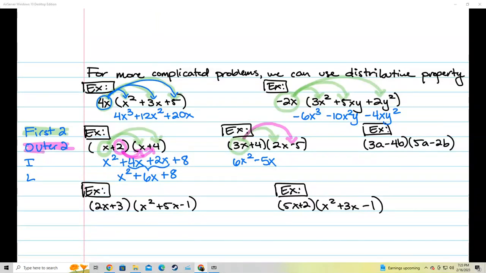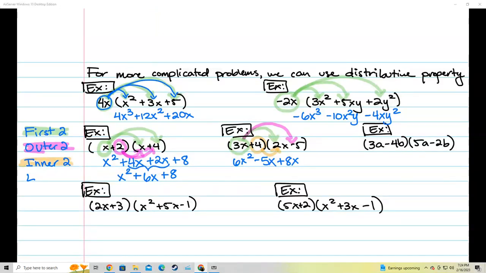The next I stands for inner 2. We just showed you which ones those are, the inside ones. Those are the ones that are really hugged towards the middle. That would be the 4 and the 2x. 4 times 2x, I'm going to get a positive 8x. So that I stood for the inner 2.